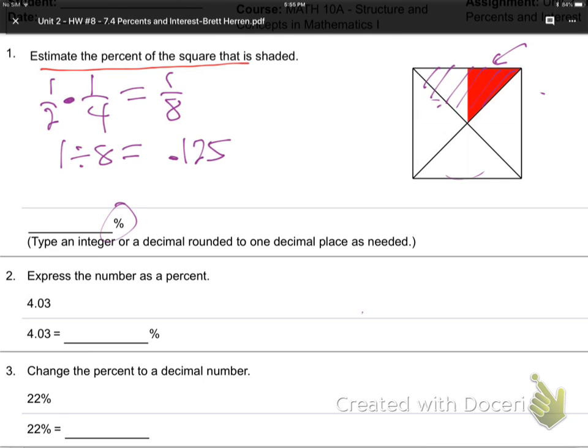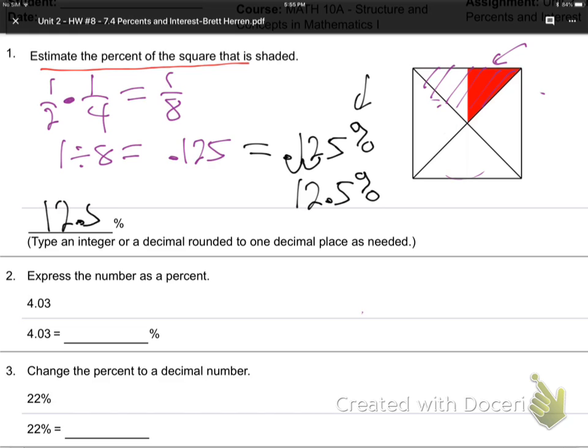They want percentage. Well, when you take 0.125 and you put a percentage symbol on it, it's like a magnet, I always tell my students. It's got 2 zeros on it, so it pulls the decimal 2 places, becomes 12.5%. So the red section here is 12.5% of the entire square.